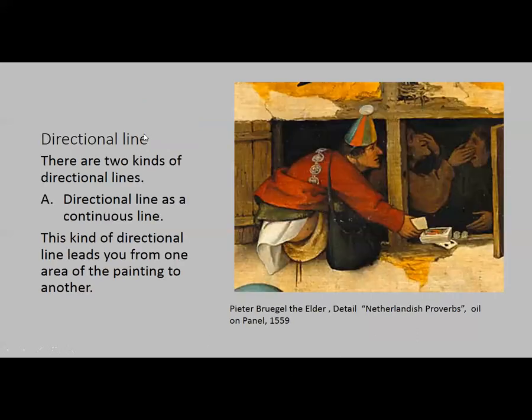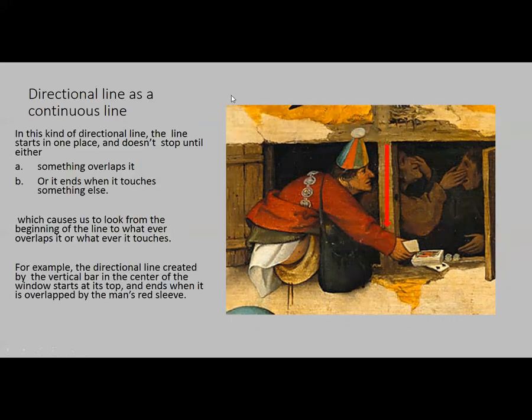So the first line we're going to talk about is directional line, and there's two kinds of directional line. The first one is the continuous line. This kind of directional line leads you from one area of the painting to the next. So in this case, there's this guy. I don't want to say what he's doing right here, but something's happening.